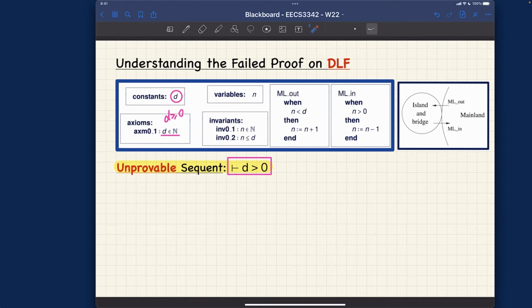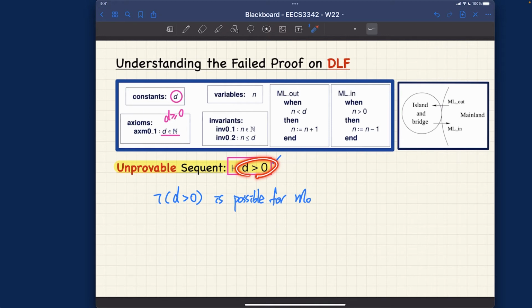Let's now try to interpret this particular feedback. We know that this one cannot be proved. So what does that mean? We know that we cannot prove that our model is deadlock free because this particular sequence failed. So that means it is not the case that d larger than 0 is actually possible for our model M0. We tried to prove d larger than 0 as a goal, but somehow it cannot be proved.